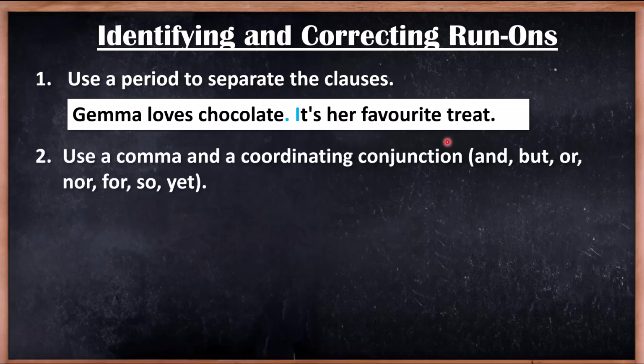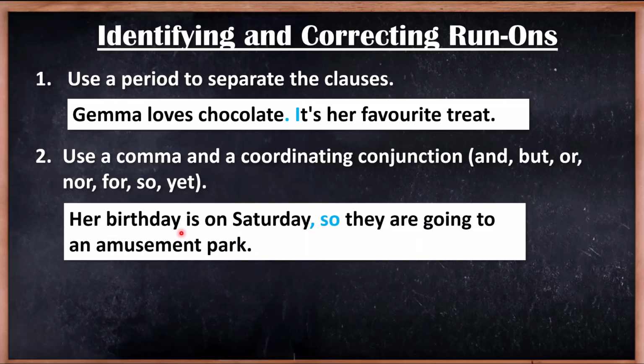Another method is to use a comma and a coordinating conjunction, and, but, or, nor, for, so, yet, between the two clauses. Her birthday is on Saturday, comma, so they are going to an amusement park. Of course, you would have to use the correct type of coordinating conjunction. So a comma alone is not strong enough to combine two independent clauses, but a comma plus a coordinating conjunction is strong enough to combine these independent clauses.